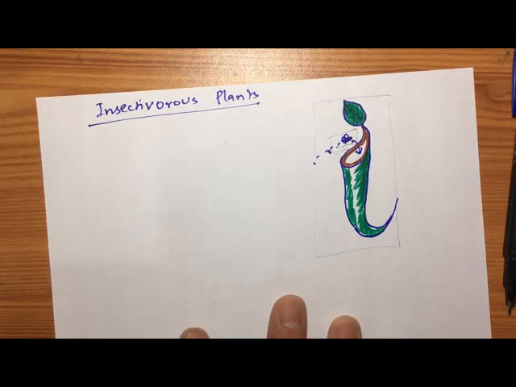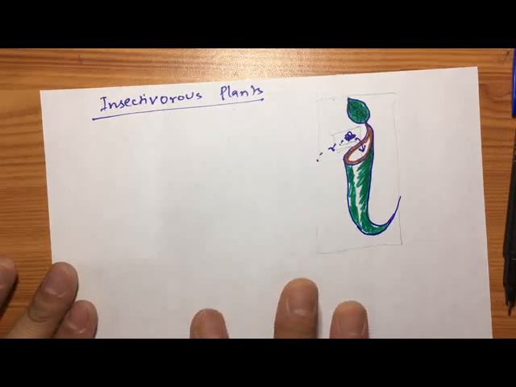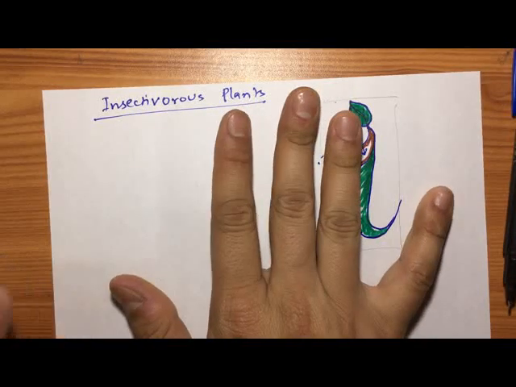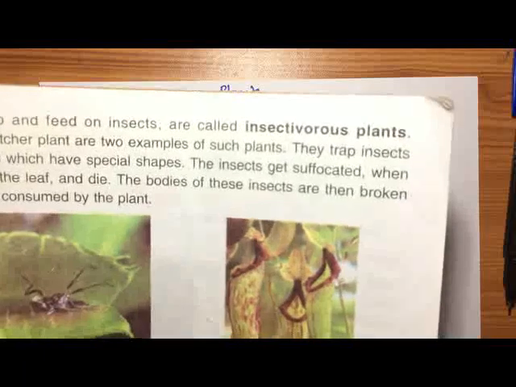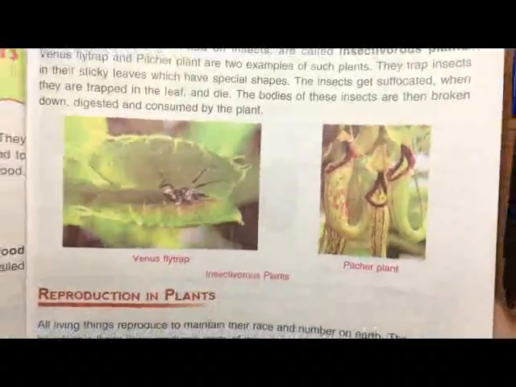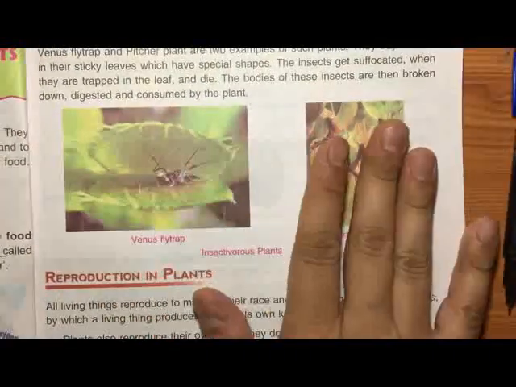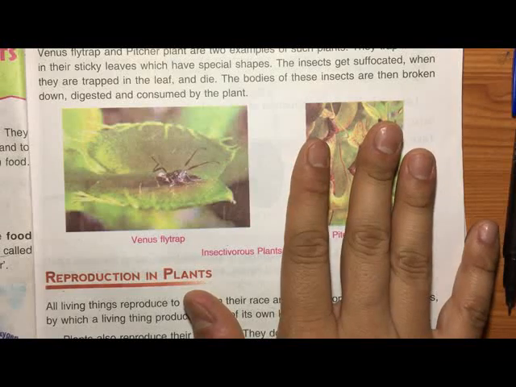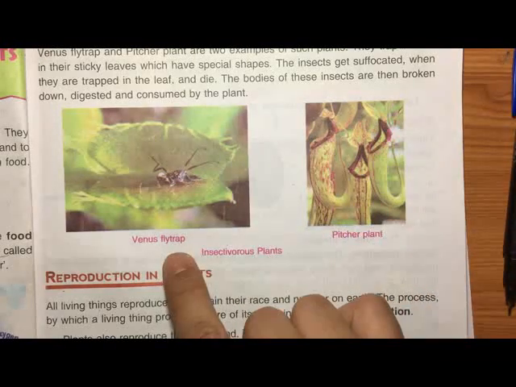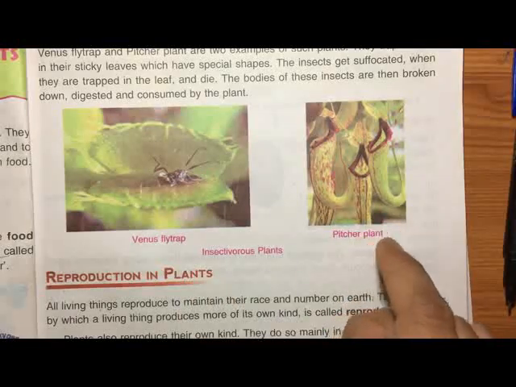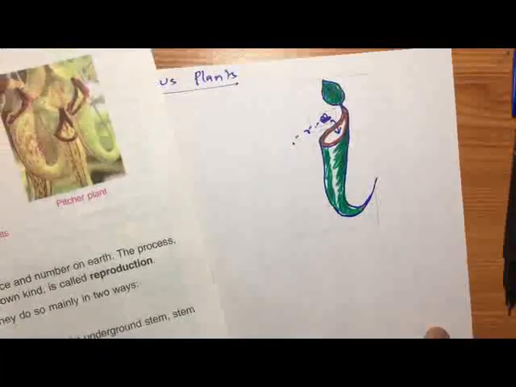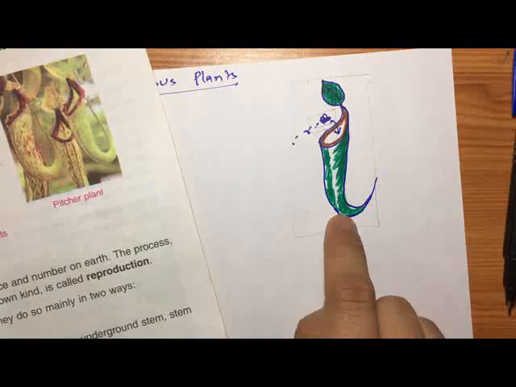Okay, so this was also another topic. There are two types of insectivorous plants. The two figures have been given in page number 15. One is Venus flytrap and another one is pitcher plant. Okay, so I have tried to draw the pitcher plant over here.